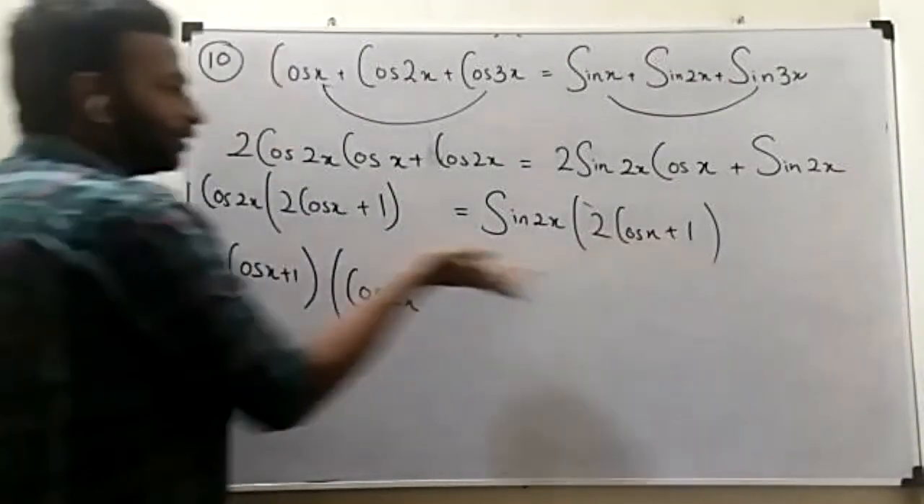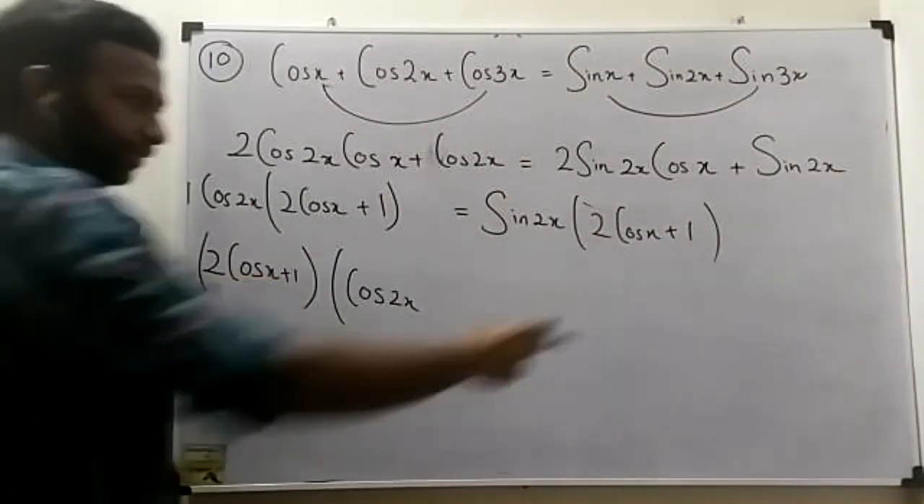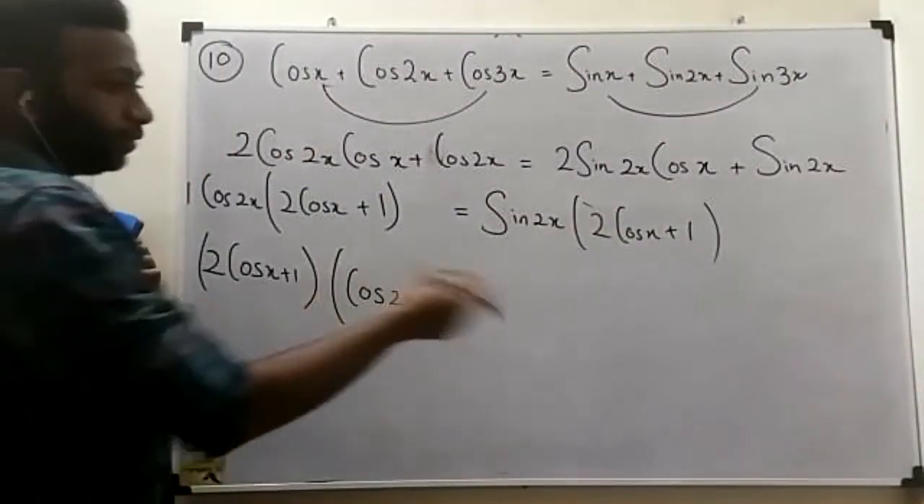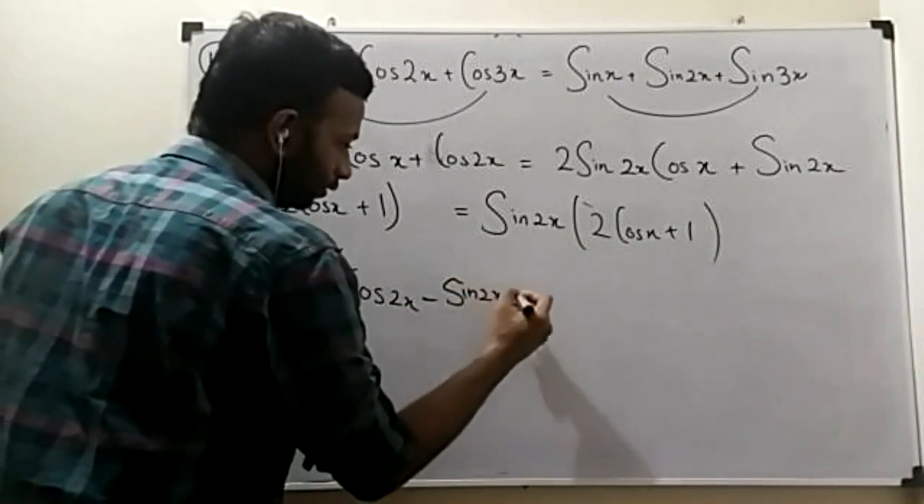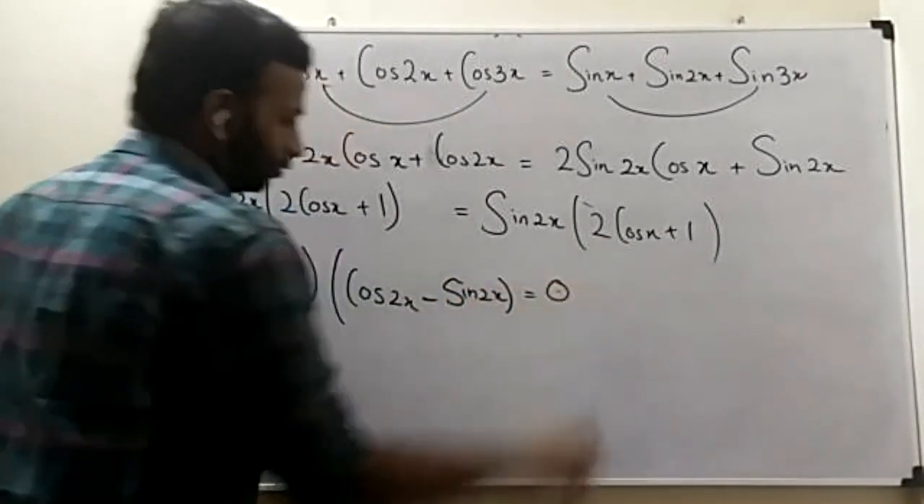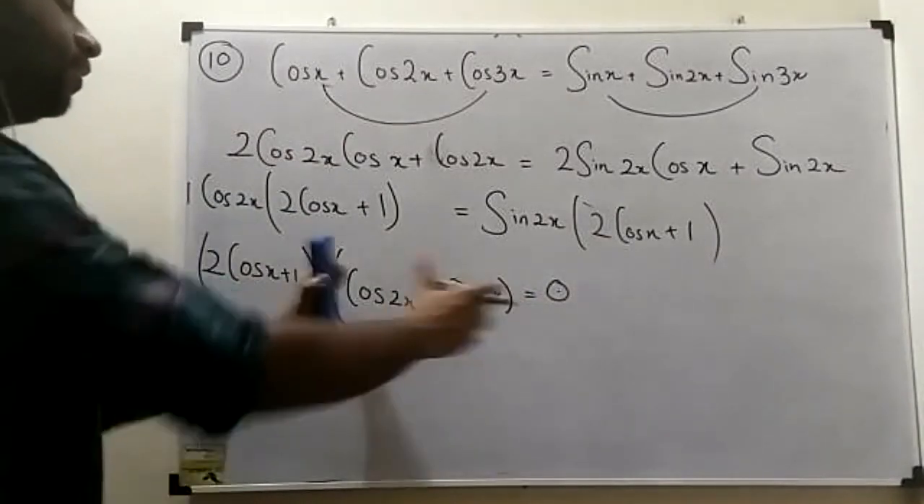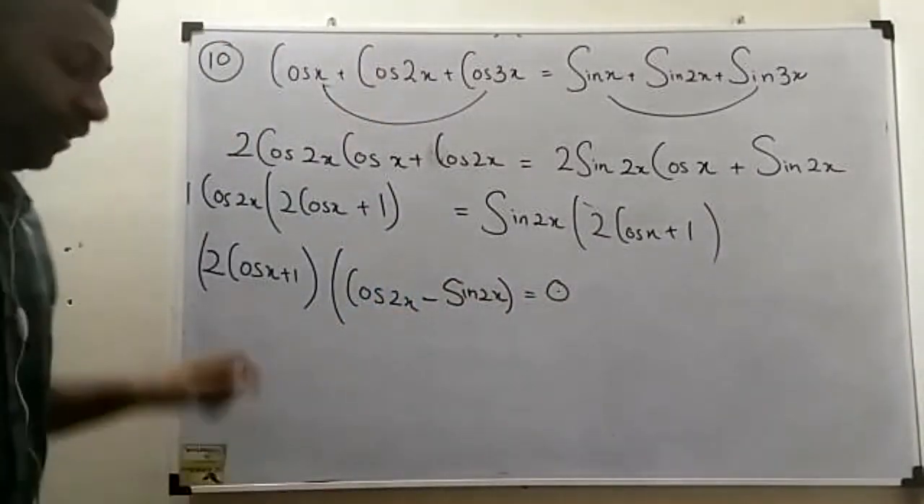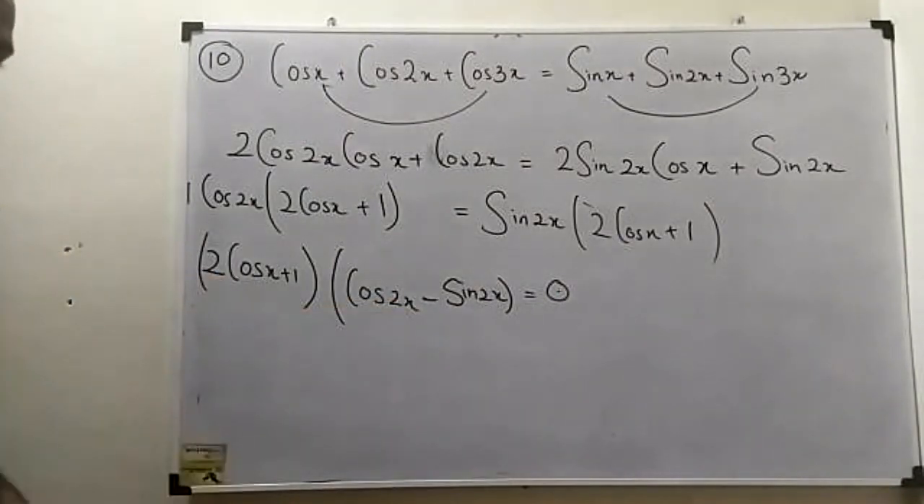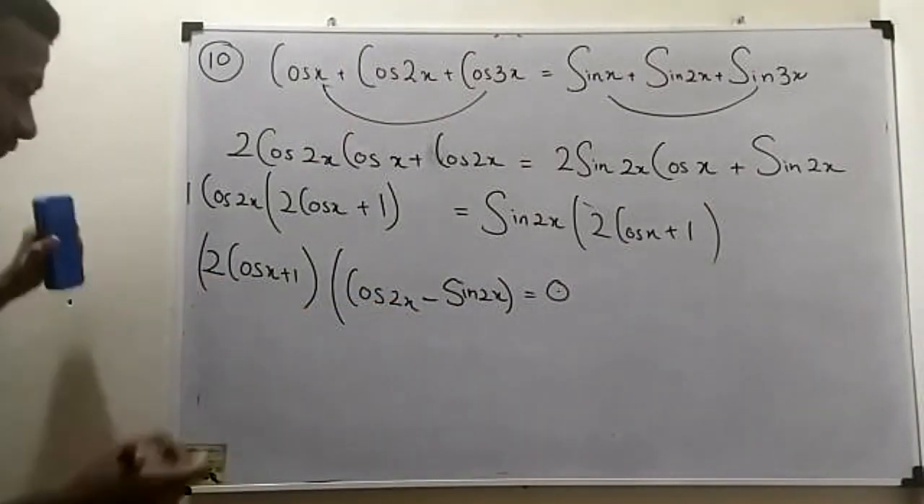I've taken this to the next side, which means it's minus, and this has been taken outside. That means what is remaining is minus sin 2x is equal to 0. Okay, now we have this format. This multiplied by this is equal to 0, which means either this is equal to 0 or this is equal to 0. So let's consider both cases.